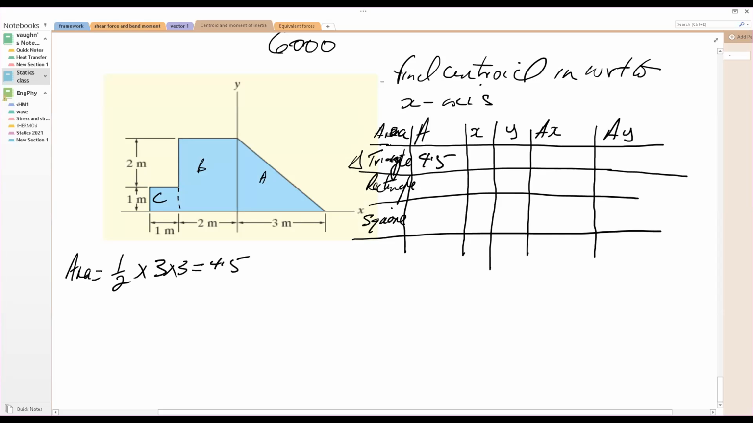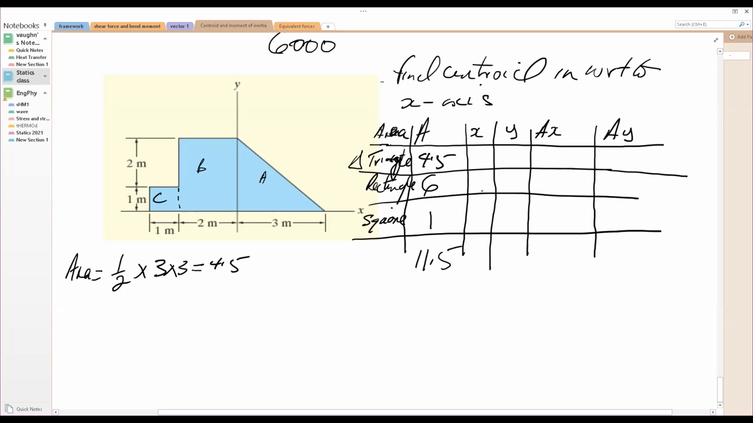And all right. What about B? The area of B is going to be 2 times 3. So that's what? 6. Agree? And the area of C is 1 by 1, is a square, so it's 1. All right. So right there, we have the total area. The total area is gonna be equal to what? 11.5. Am I correct here?